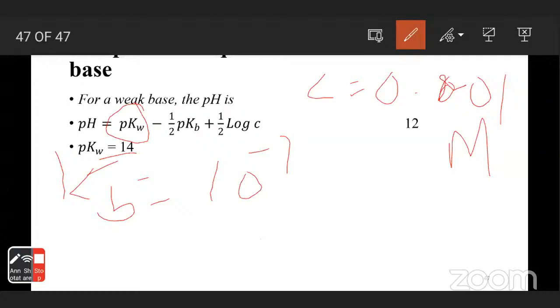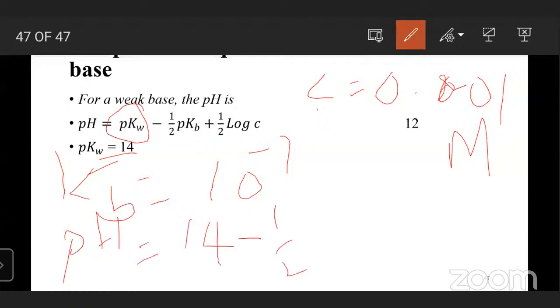Okay? How are you going to solve this kind of equation? Your C is this, and that's your weak base. Let's assume that it can only release just one OH in solution. So what will you have from there? Your pH will be 14 minus half into the negative logarithm of your 10 raised to power minus 7. I think you're following that.